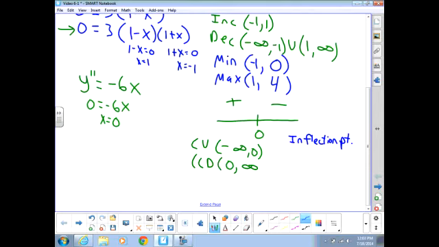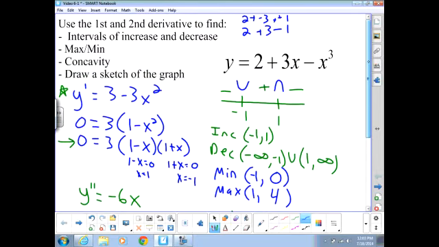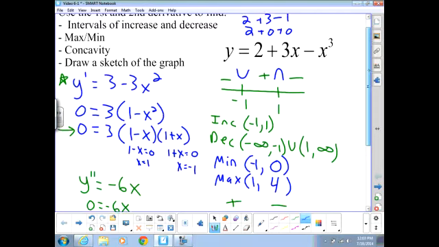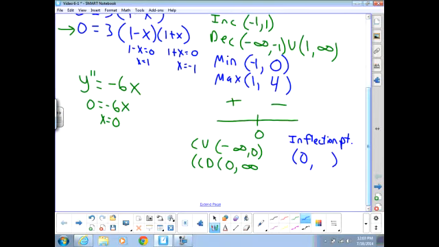Our inflection point is going to be 0 comma something. This point is on the actual graph. Therefore, we have to plug it into the original equation. So we'll go back up and put in 0 for x. When we do that, we'll get 2 plus 0 plus 0, so that'll just be 2. So 0, 2 is an inflection point.